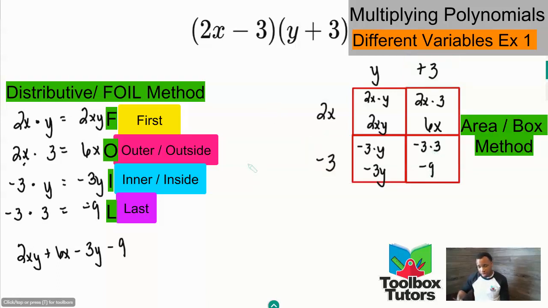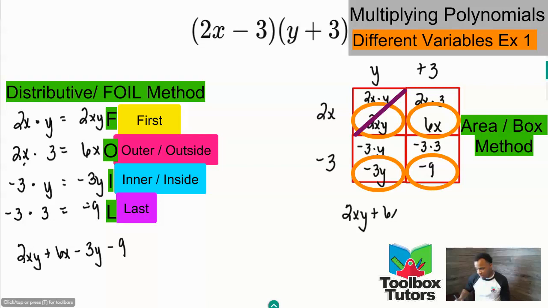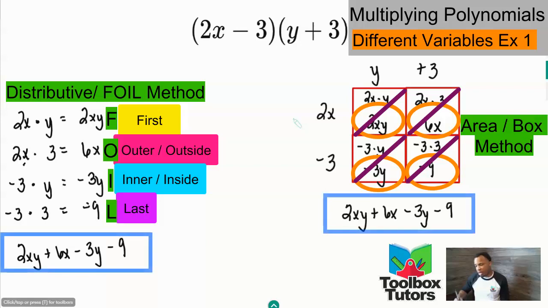Now from here, once again, we have 4 terms, and we want to identify any like terms we have in these boxes. Of these 4 terms, none of these are like terms. So what we'll do is take these 4 terms and write them out, and we'll actually have our answer. Starting with our first box, we have 2xy plus 6x minus 3y minus 9. And notice that we have the same answer.